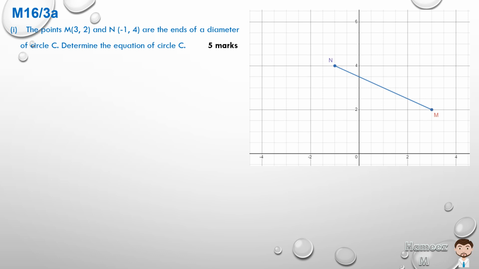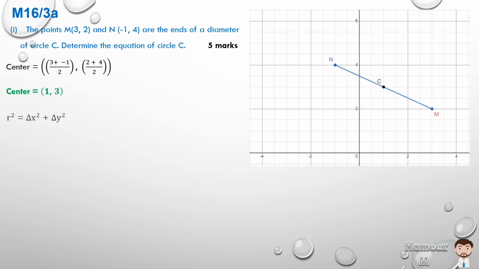Now we know the center of the circle will be the midpoint. And if we have M as (3, 2) and N as (-1, 4), the midpoint will be the average of the x values and the average of the y values. So that will give us (3 + -1)/2 and (2 + 4)/2. So 3 plus -1 is 2, 2 into 2 is 1, and 2 plus 4 is 6, 2 into 6 is 3. So we know the center. The center is (1, 3).